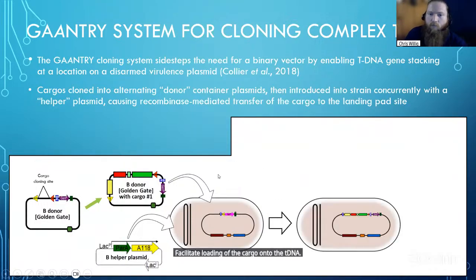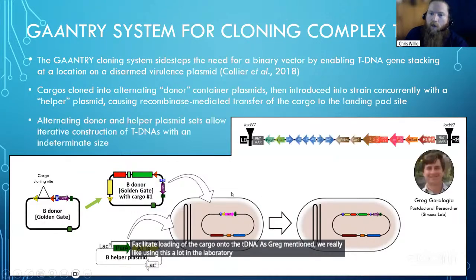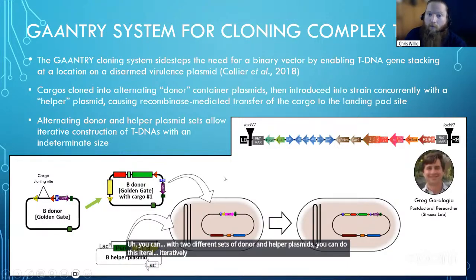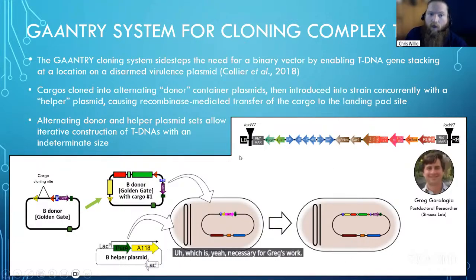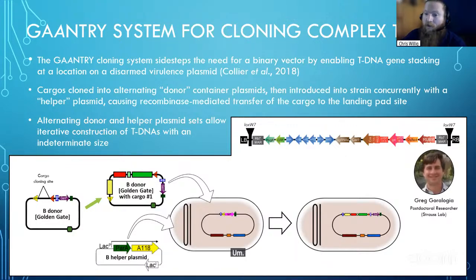As Greg mentioned, we really like using this a lot in the laboratory because with two different sets of donor and helper plasmids, you can do this iteratively, develop these really long tDNAs, which is necessary for Greg's work, and they're of an indeterminate size, really. So you're really limited by the efficiency of transgenes this long getting into plants.